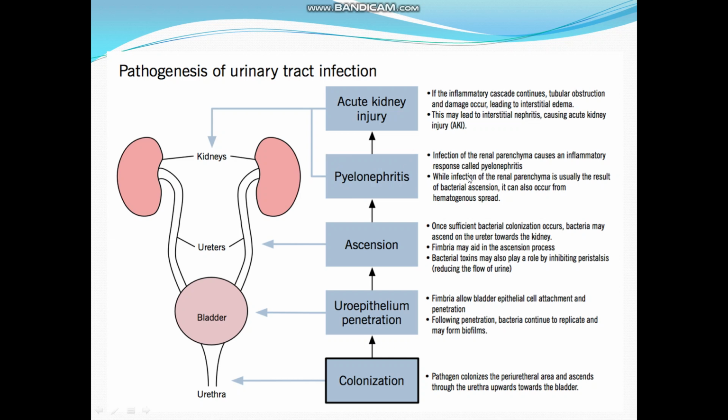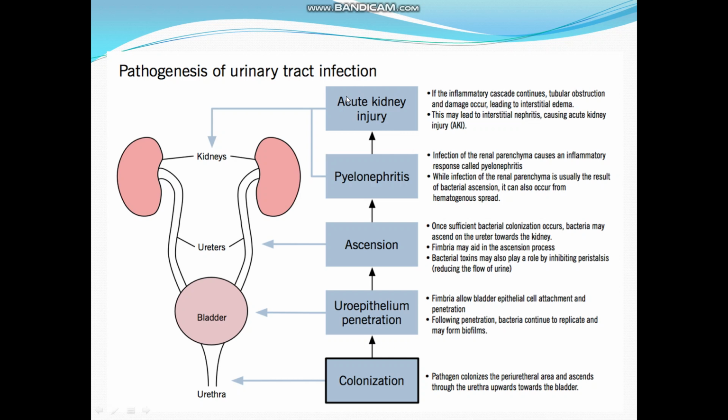Infection of the renal parenchyma occurs as a result of bacterial ascension, and it can also occur from hematogenous spread. After pyelonephritis occurs, if the inflammation continues, tubular obstruction and damage occur, which increases interstitial edema. Interstitial nephritis can then occur, and that can cause acute kidney injury.